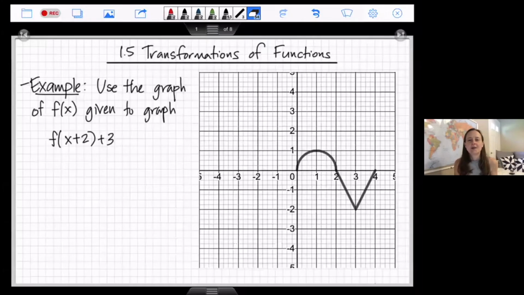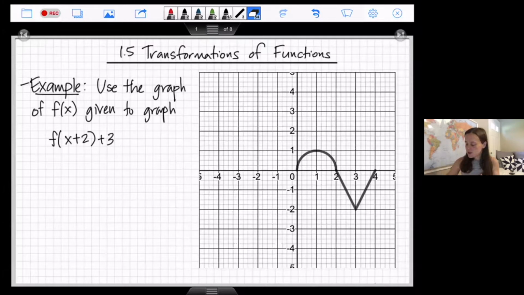All right, today we are continuing section 1.5, building on what we learned in class about transformations of functions. And I posted a handout with a few graphs on Blackboard that you need to reference for this video. The first graph is this kind of weird looking disjointed ice cream cone graph, and this is f of x. And they've asked us to graph f of x plus 2 plus 3. So we don't have the formula for f of x, just its graph.